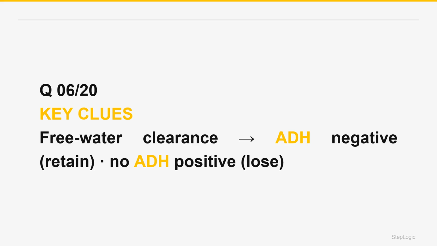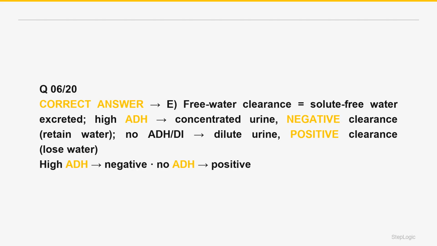Free water clearance is the volume of pure, solute-free water the kidney excretes per unit time, calculated as urine flow minus the osmolar clearance. The sign tells you what the kidney is doing with water. When ADH is high, the collecting duct becomes water permeable, water is reabsorbed, the urine is concentrated and hyperosmotic, and free water clearance is negative, meaning the body is retaining free water. When ADH is low, or in central diabetes insipidus, the collecting duct stays water impermeable, the urine is dilute and hyposmotic, and free water clearance is positive. The body is losing free water. The correct answer is E.